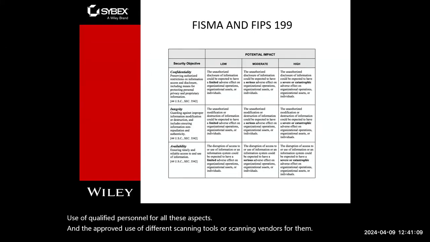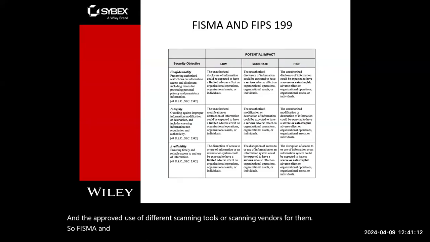FISMA and FIPS are two regulatory areas that are done by the federal government, and they have a matrix, basically, like you see on the screen here, where they will look at different security objectives and potential impacts based on the CIA triad.